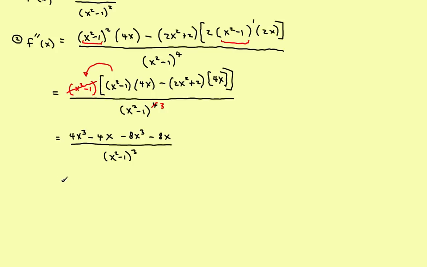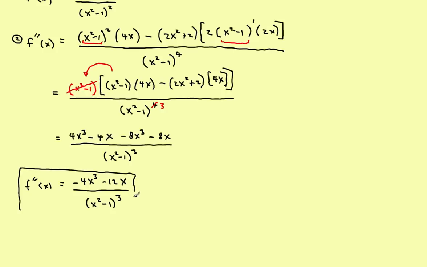Okay, now these you can put together and do the following. I've got a 4x cubed minus an 8x cubed, which would give me a negative 4x cubed. And negative 4x, negative 8x would give me a negative 12x, all divided by x squared minus 1 cubed. And that is going to be the second derivative. So I've got the second derivative of x. And I think I'll go ahead and put a little box around that just to isolate it here. So I have found the second derivative.